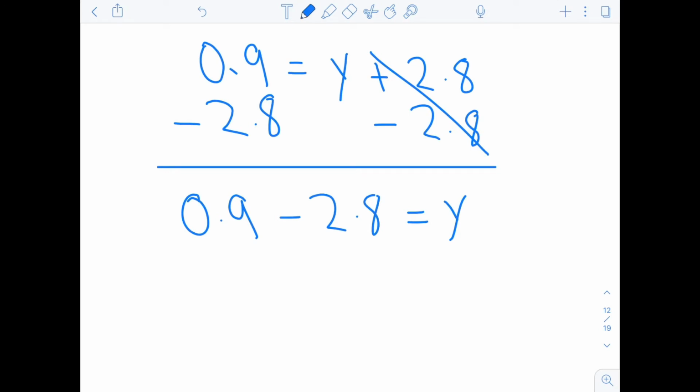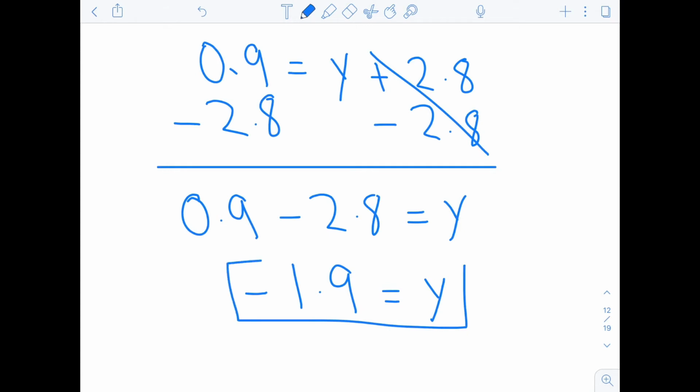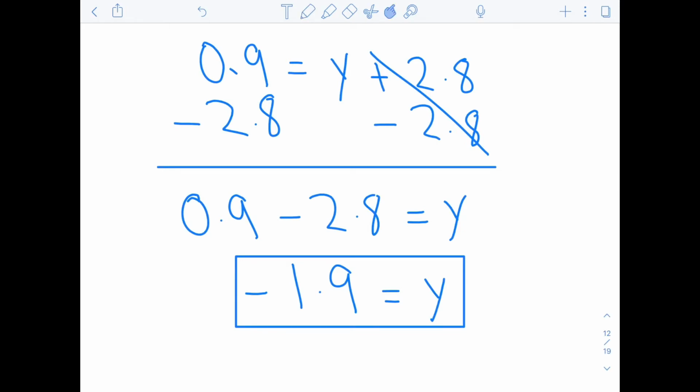And 0.9 minus 2.8 is negative 1.9 equals y. And you could also write that as y equals negative 1.9. So let's substitute negative 1.9 for y.